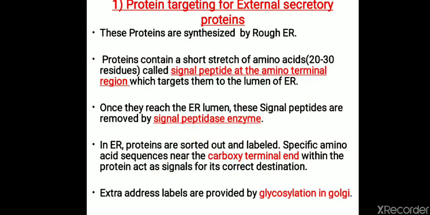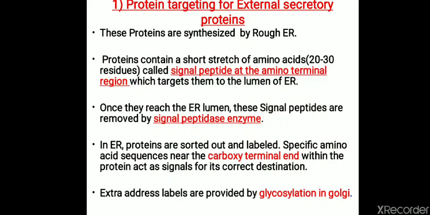Now, the protein targeting process for external secretory proteins. These external secretory proteins are synthesized by the rough endoplasmic reticulum, and the polypeptide chain has a specific amino acid sequence at its N-terminal end, known as the signal peptide sequence. This signal peptide sequence targets the newly synthesized polypeptide into the endoplasmic reticular lumen. So the signal peptide present at the N-terminal end of the nascent polypeptide chain targets it into the lumen of the endoplasmic reticulum.